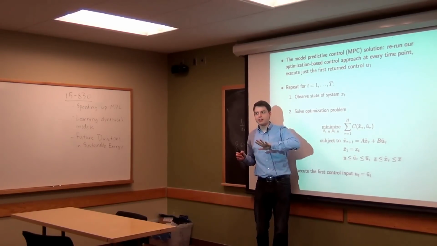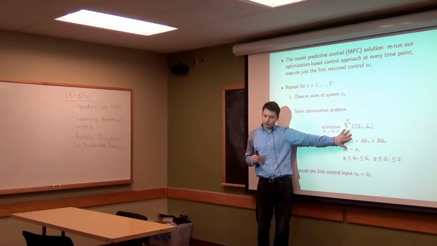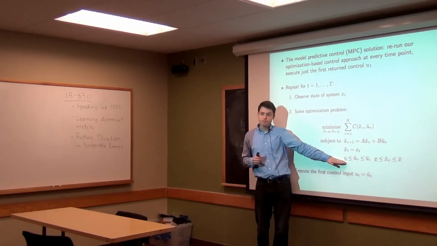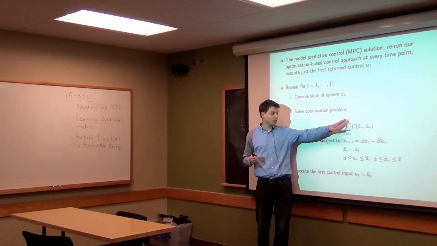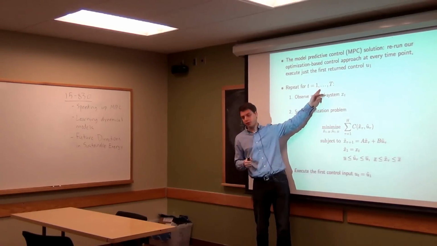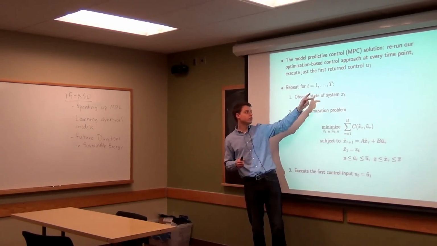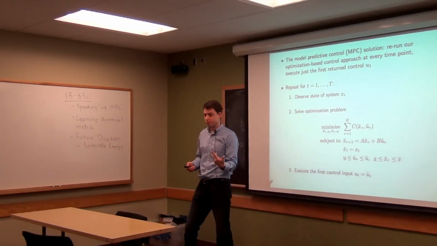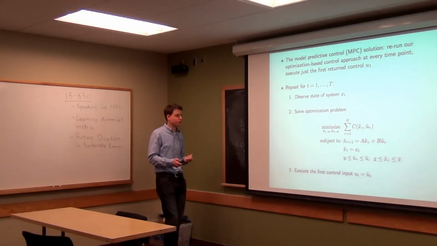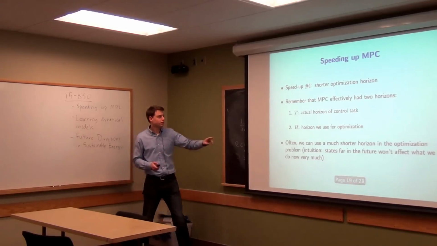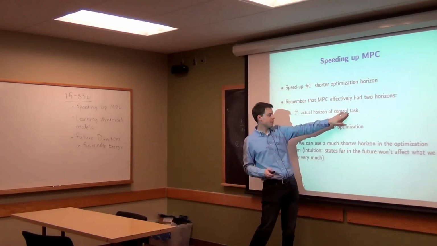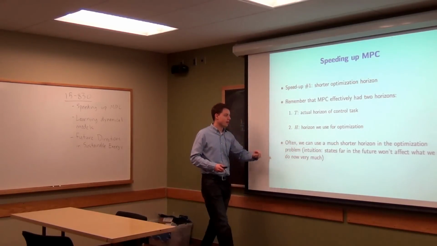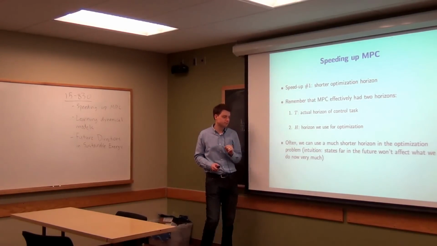And so the basic idea here is that this internal time horizon you use in setting up your optimization problem can be much shorter than the one you use for actually controlling the system. Okay, so that's speed up number one. We can take this t, which is the actual time horizon of the task, and h, which is the horizon we use for optimization, and we can make h much smaller than t.